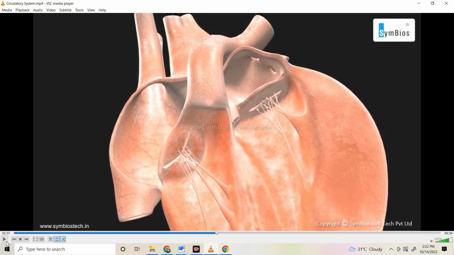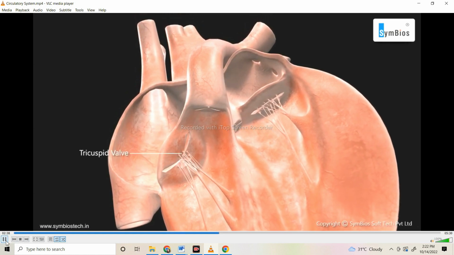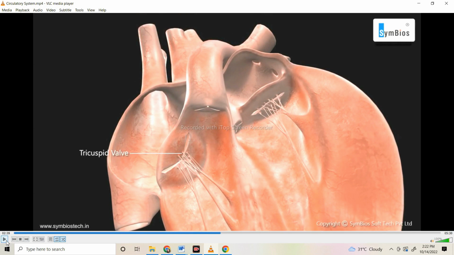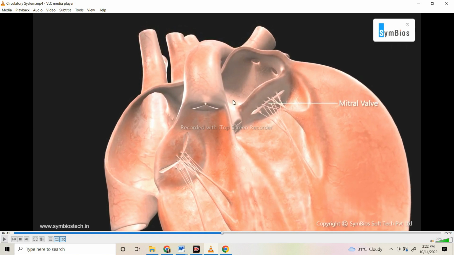So, we have 4 kinds of valves. Tricuspid valve. Okay. So, yung nasa pagitan ng right atrium at saka right ventricle is the tricuspid valve. Ito yung right atrium, ito yung right ventricle. Etong nasa pagitan niya o yung gate sa pagitan niya is the tricuspid valve. Mitral valve. Now, nasa pagitan naman ng left atrium at saka ng left ventricle is the mitral valve or bicuspid valve. Yun yung another name niya ha, bicuspid.